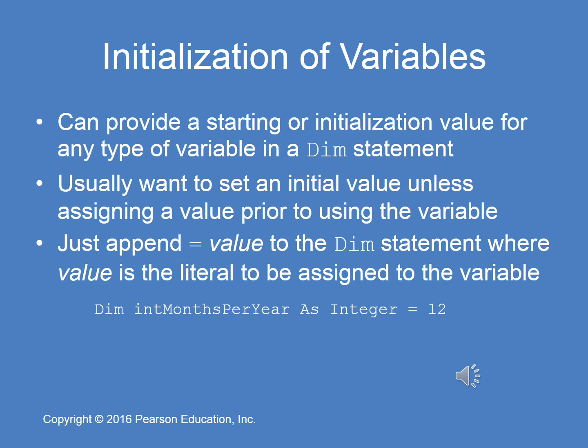You can also combine declaration of a variable and initialization of that variable into one line of code. Here's an example. We're declaring and initializing an integer variable called intMonthsPerYear using the line of code you see at the bottom of this slide: Dim intMonthsPerYear As Integer = 12. So that declares the space for that variable in memory and assigns the initial value of 12.